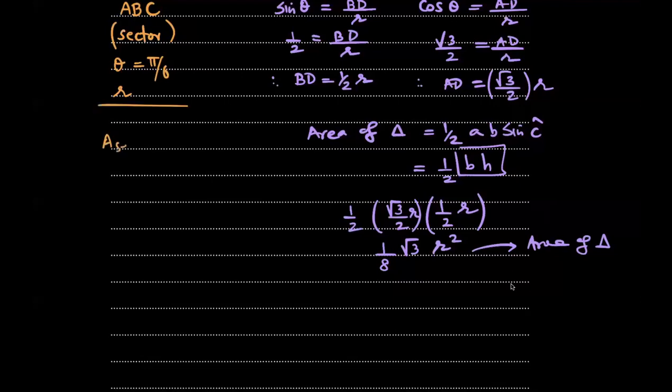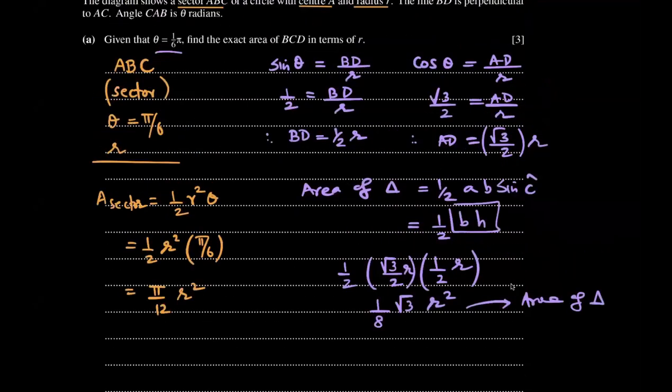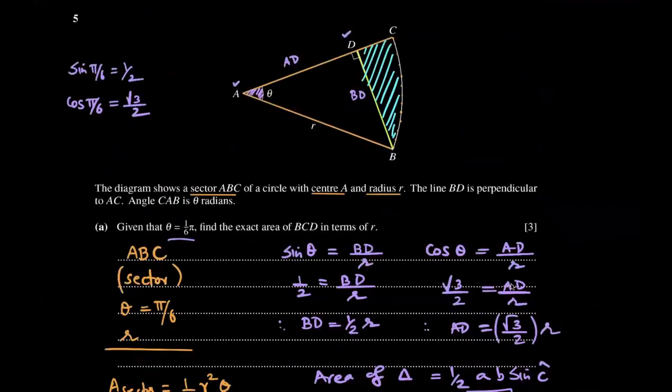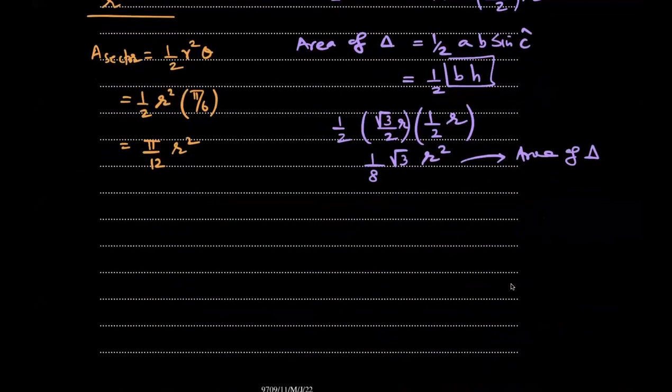Area of sector is half R squared theta. That is half, R squared is R squared, and theta is pi by 6. So this comes out to be pi over 12 R squared. Now we need the area of this particular segment. That's a subtraction. Sector is bigger, triangle is smaller. So sector is bigger. So there it is.